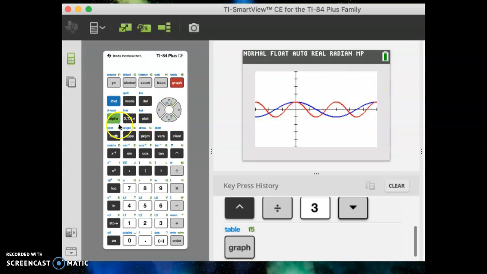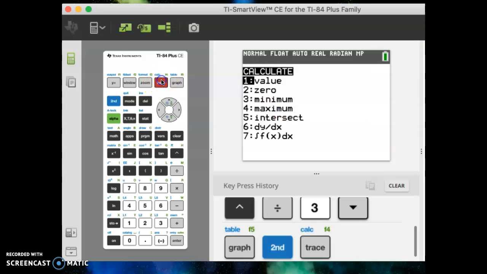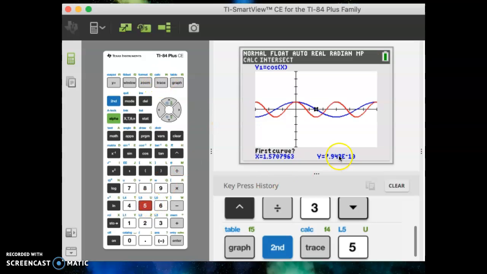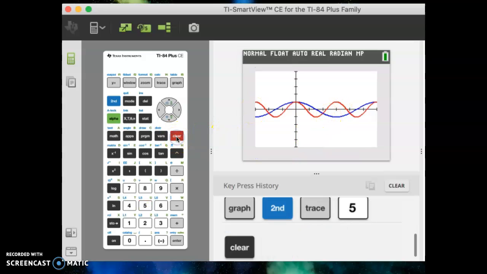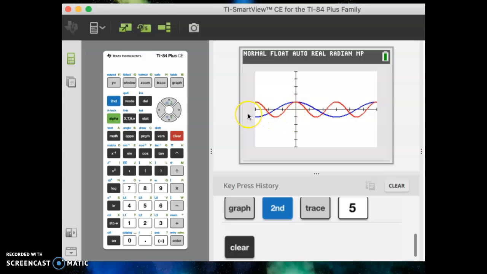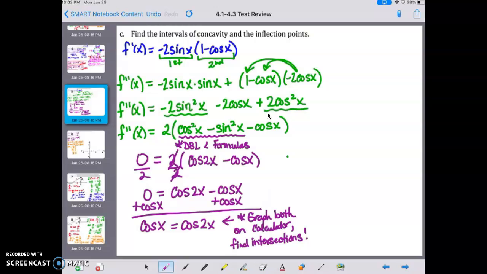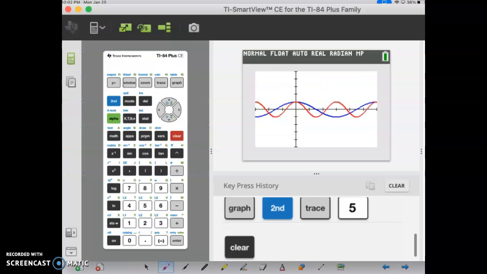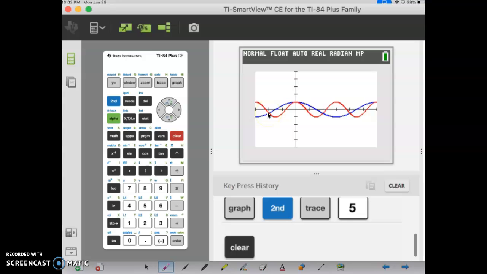3. So again, you could use the second level, calculate, and number 5 is the intersect, and do first curve, second curve, make a guess. You could do all that, but I can see it because I put in my units at pi over 3, and this is going to save us a lot of calculator time with calculating our intersection points. So just trust me when I say that my critical values of this function, or the locations where cosine x is equal to cosine 2x, are all of those locations at -2 pi over 3, 0, +2 pi over 3, +4 pi over 3, and +2 pi.